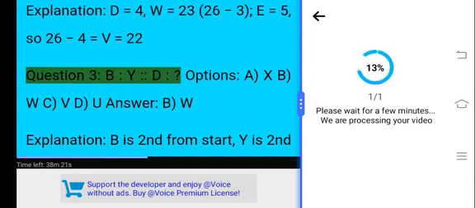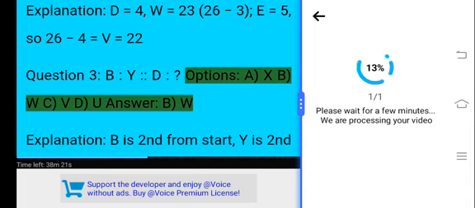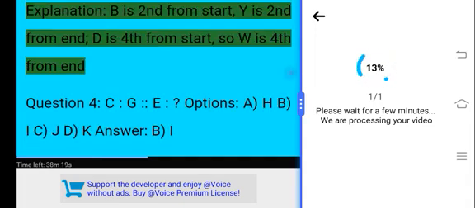Question 3. B, Y, D. Options: A, X, B, W, C, B, D. Answer: B, W. Explanation: B is second from start, Y is second from end, D is fourth from start, so W is fourth from end.